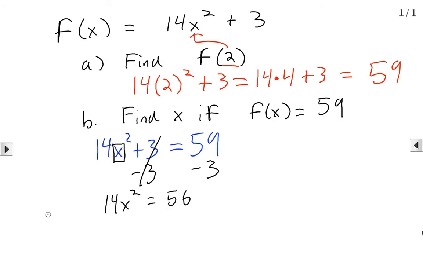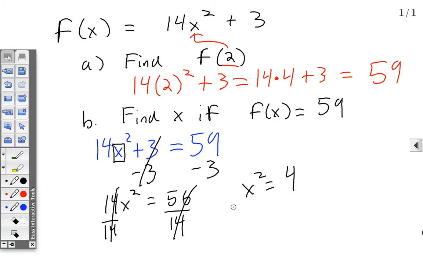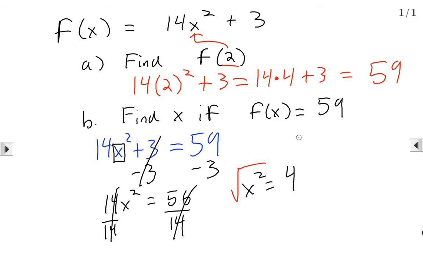And we're still trying to solve for x, so we want to divide by 14. Divide by 14. And what we get is x squared equals, well, 56 divided by 14, I think that's 4. And then now we're still trying to solve for x, so we've got to get rid of squared. And we do that with square root. And as I mentioned in the video for number 1, anytime you use square root to solve, you need to do plus and minus on the other side of the equation.